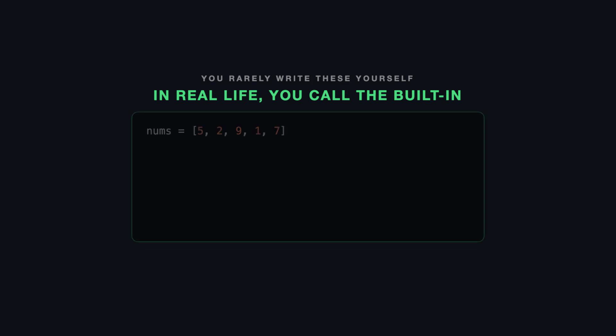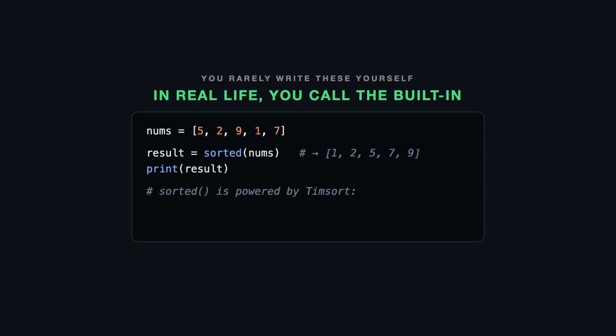Now the part that will save you a lot of pain. In real life, you almost never write any of these yourself. You call the built-in, and it is excellent. In Python, it is one word. Sorted, of your list. Done.